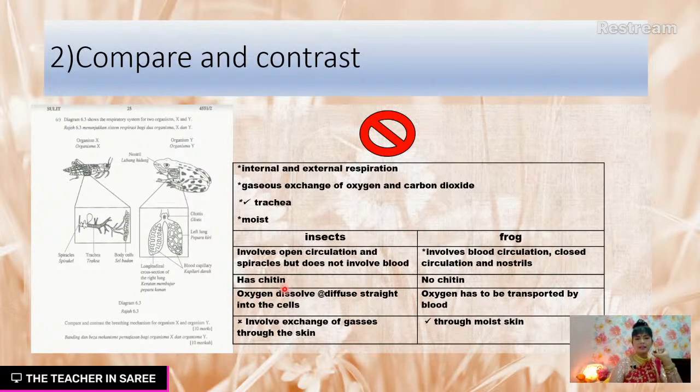Okay, next. Has chitin? No chitin. If it does not have chitin, this is the same scenario as this, the blue and the black.